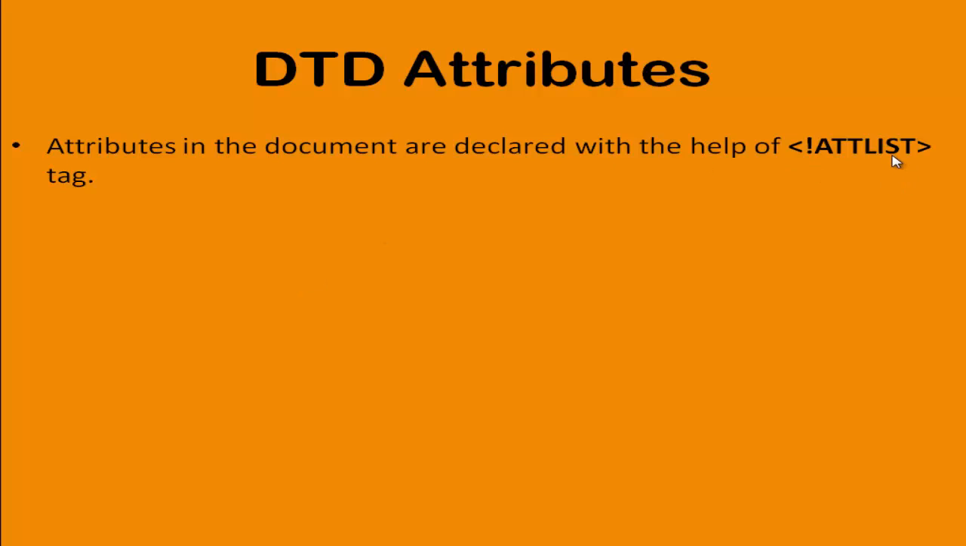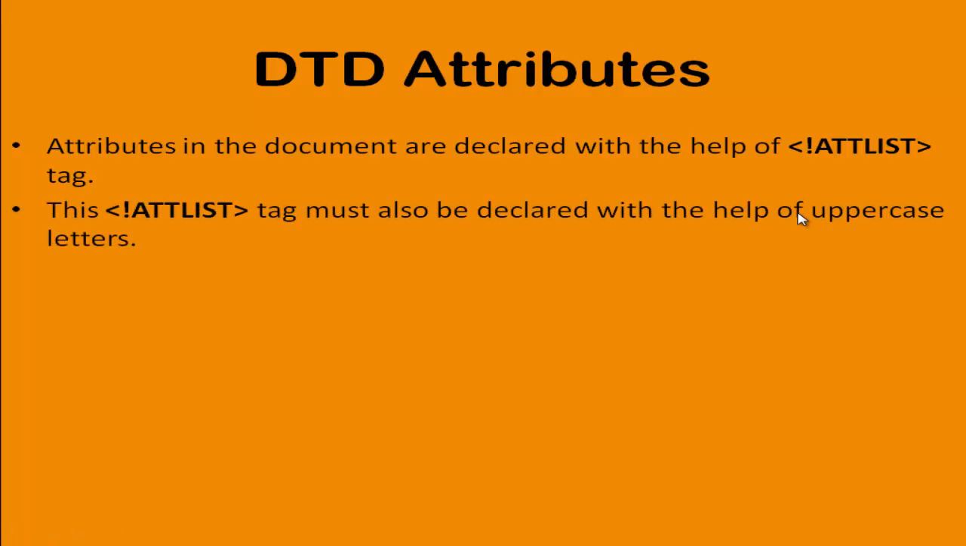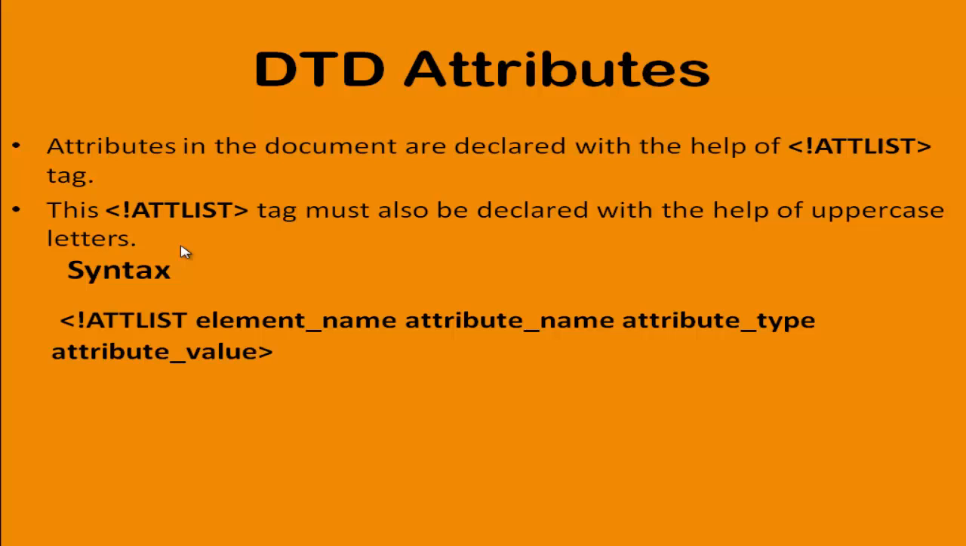And this ATTLIST tag must be in uppercase letters. So it is just similar to our previous video, that is the ELEMENT tag, where if you want to create an element in XML you have to specify the ELEMENT tag in uppercase letters. Here, if you want to specify an attribute, you have to specify this ATTLIST tag in capital letters. And this is the following syntax for any attribute.